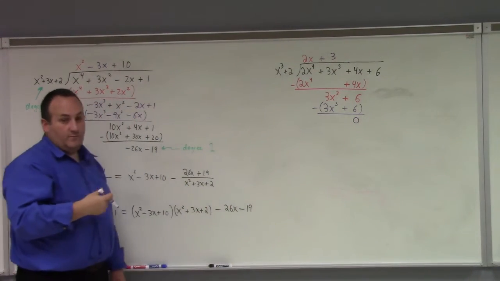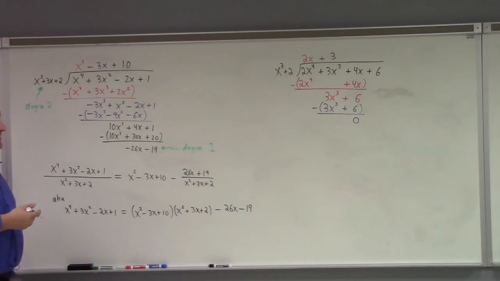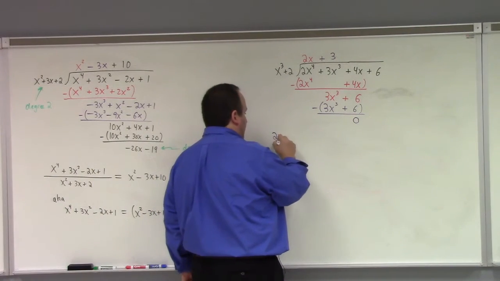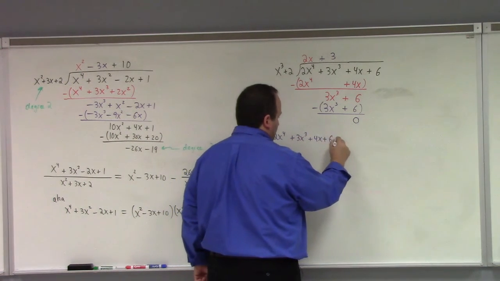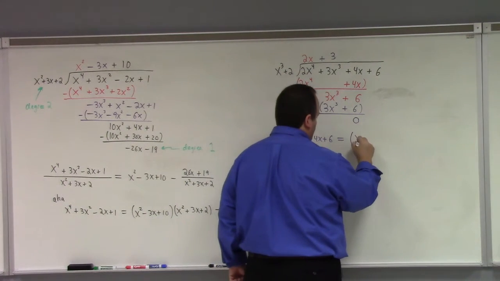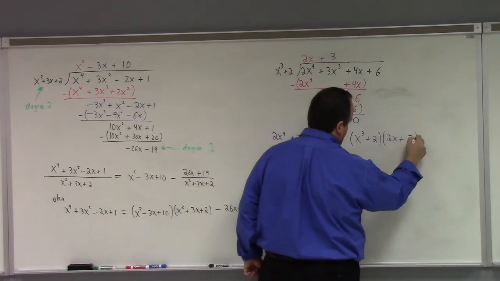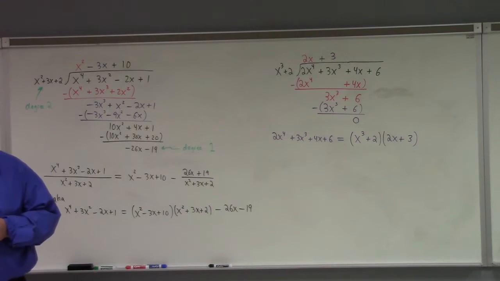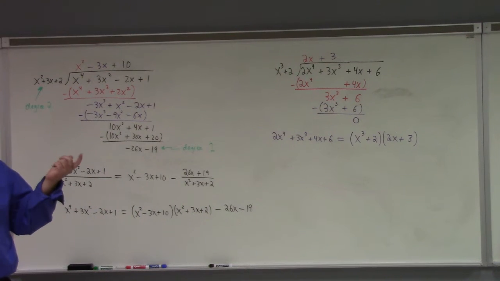This means that x cubed plus 2 is in fact a factor, right? So what's this tell us? This tells us that 2x to the fourth plus 3x cubed plus 4x plus 6 is in fact equal to x cubed plus 2 times 2x plus 3. Is this completely factored? Well, no, but it's partly factored, right? This long division showed us how to extract that x cubed plus 2 factor from the fourth order one.